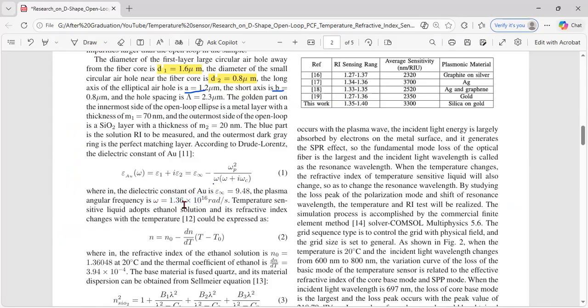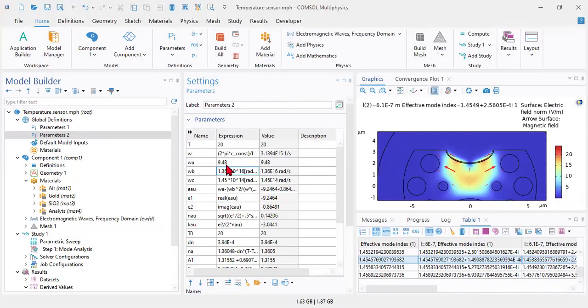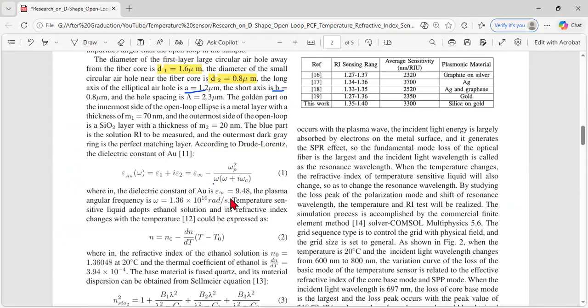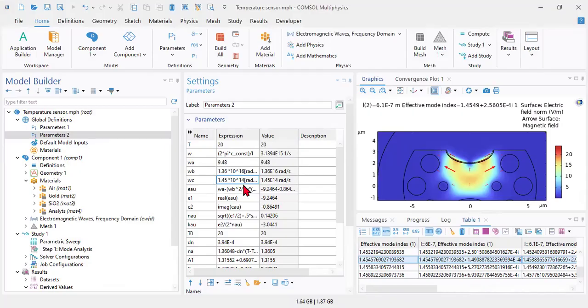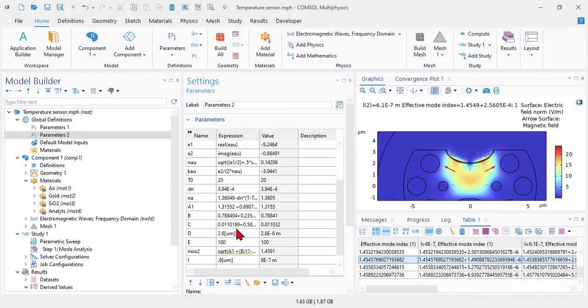Omega is actually 1.36 into 10 power 16. Yeah, that's fine. Omega C is actually 1 point something. They didn't mention omega C. That's their problem. They didn't mention everything perfectly. We mentioned omega C as 1.45 into 10 power 14. So then we calculate all the things.